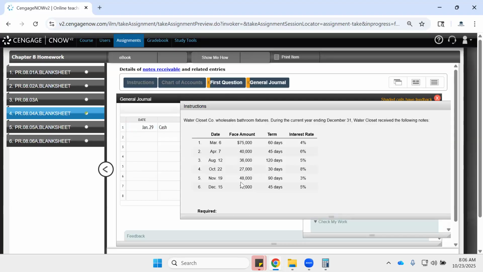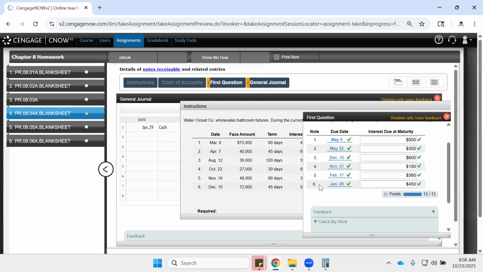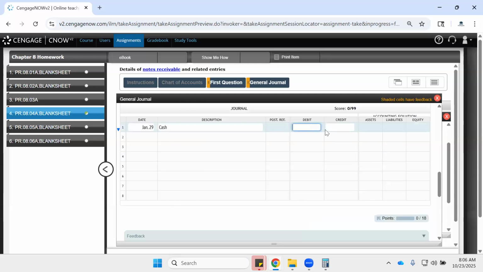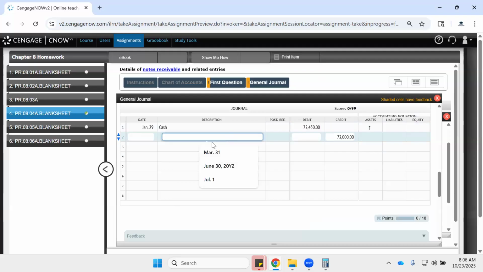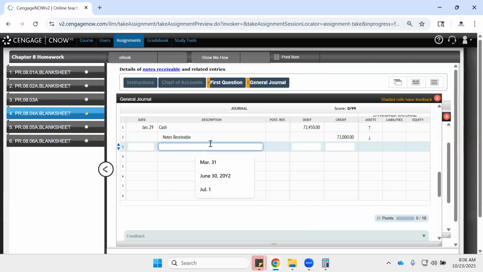And this is for note 6. Remember this, it's very important. So this is note 6, 72,000. So we're going to get 72,450 in cash. And then we have to reduce the initial amount, 72,000, as a credit to notes receivable. And then right, we had our interest receivable.